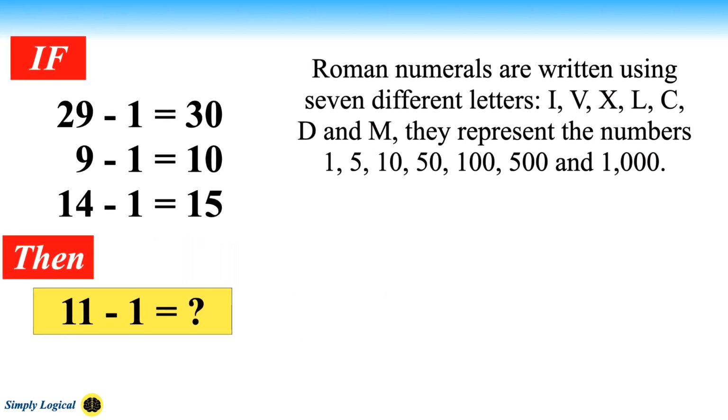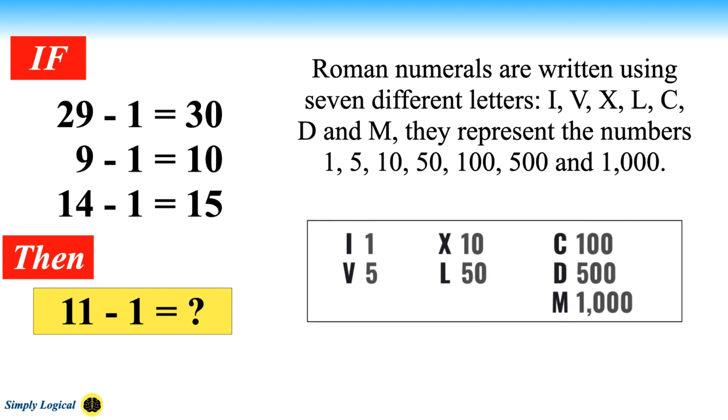In order to solve this problem, one should have the knowledge on representation of numbers in Roman numerals. Roman numerals are written using 7 different letters. They are I, V, X, L, C, D and M. They represent the numbers 1, 5, 10, 50, 100, 500 and 1000. We use these 7 letters to make up thousands of others.